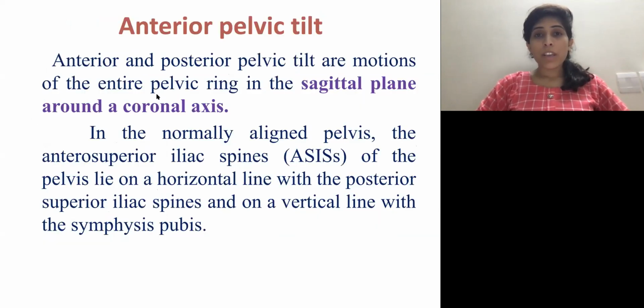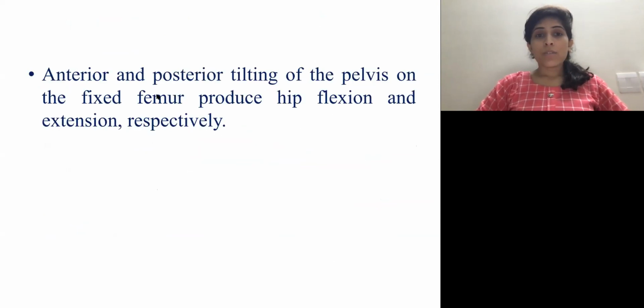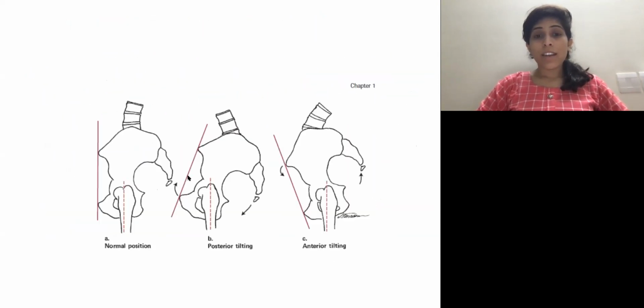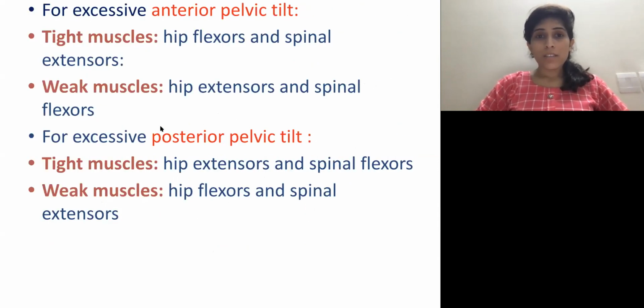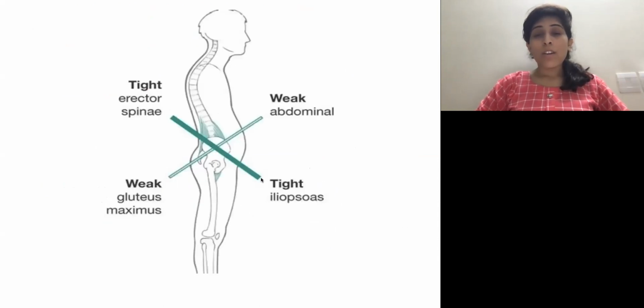Then we have studied the anterior and posterior pelvic tilt. With this diagram, we studied the motion during the posterior pelvic tilt. The sacrum is moving closer to the femur, whereas during the anterior pelvic tilt, the sacrum is moving away from the femur. During the anterior pelvic tilt, the ASIS moves downward and in the anterior direction, whereas in the case of posterior pelvic tilt, the pubic symphysis moves in the upward direction. Correct?